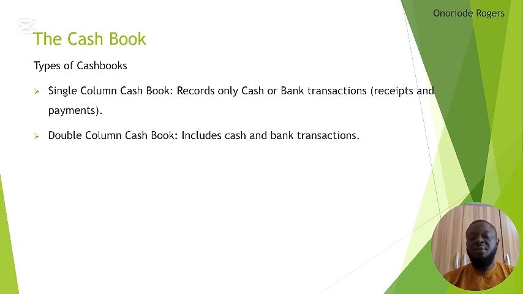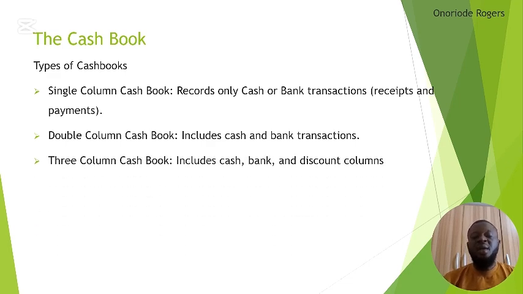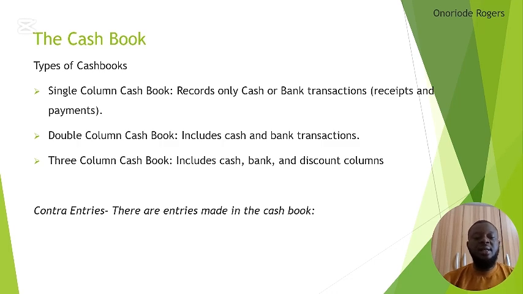The one on the debit side is for cash and bank, and the credit side is also for cash and bank. Then the 3 column cash book has 3 columns on the debit side and 3 columns on the credit side also. The debit side has cash, bank and discounts, and the credit side has cash, bank and discounts. So it is the number of columns that determines whether you call it a single column, double column or 3 column cash book. Like I said in our earlier video, we are going to discuss the cash book as a separate topic entirely. So let's look at this key term, which is contra entries.